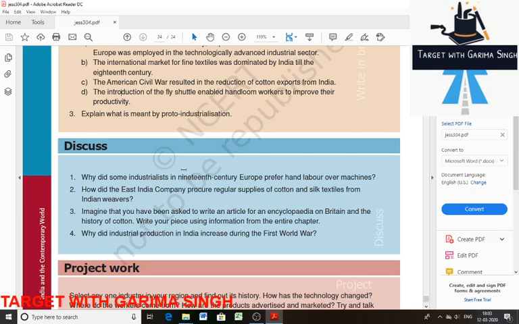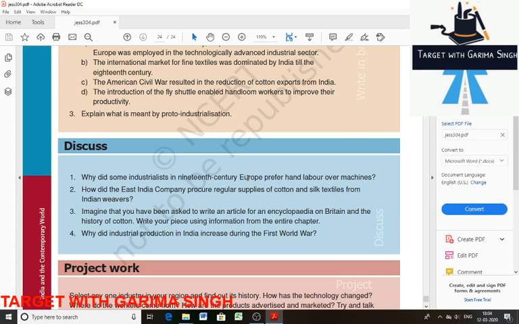Then, why did some industries in 19th century Europe prefer hand labor over machines? Because new technology machines were expensive, so the producers and industries were cautious about using them. Second, costlier repair: the machines often broke down and the repair was costly. Third, they were less effective, not as effective as their inventors and manufacturers claimed. Fourth is availability of cheap labor.